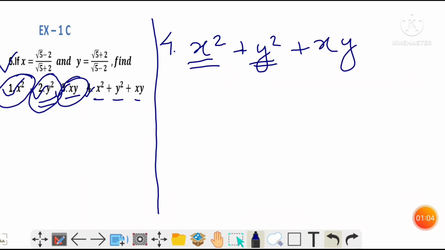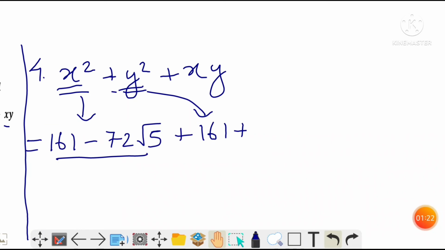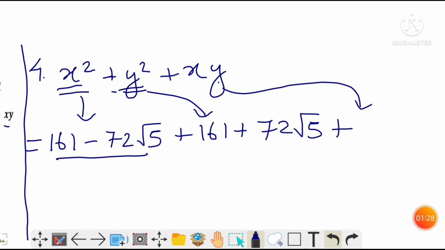So from question number 1, we have the value of x square as 161 minus 72 root 5, and the value of y square is 161 plus 72 root 5, and the value of xy is 1.